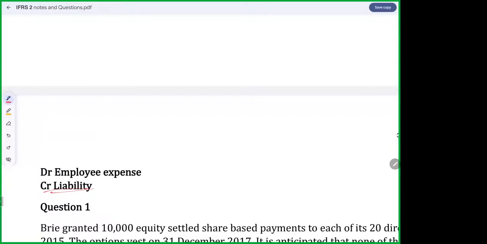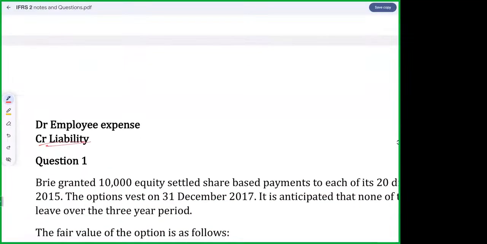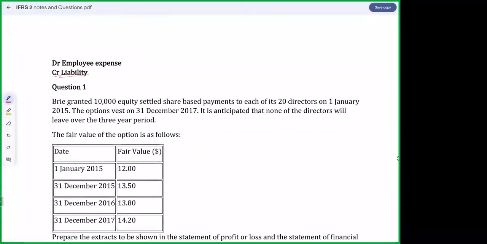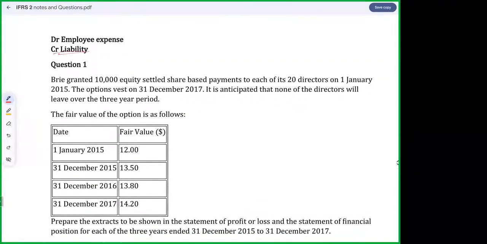Now, ladies and gentlemen, with your permission, I will be going through 2 very simple questions today where no employee will be leaving. And then tomorrow's 30 minutes, I'll be able to do situations where the employees are leaving. So we start with question number 1, very easy questions today. It's about introducing this standard called IFRS 2.